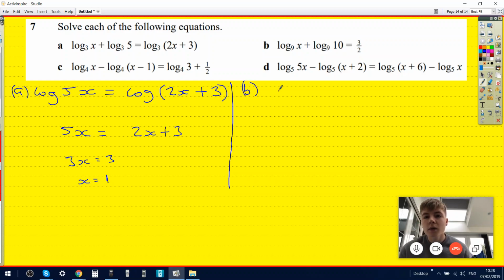Log 9x plus log 9. Log 10x equals 3 over 2. Why did they make my life difficult? So can we, do we take the log of it? 3 over 2 equals log 10. You could. Let's try D instead. Okay.